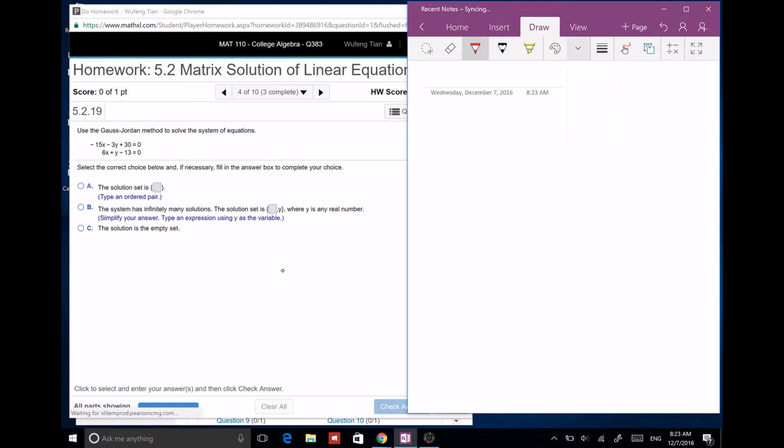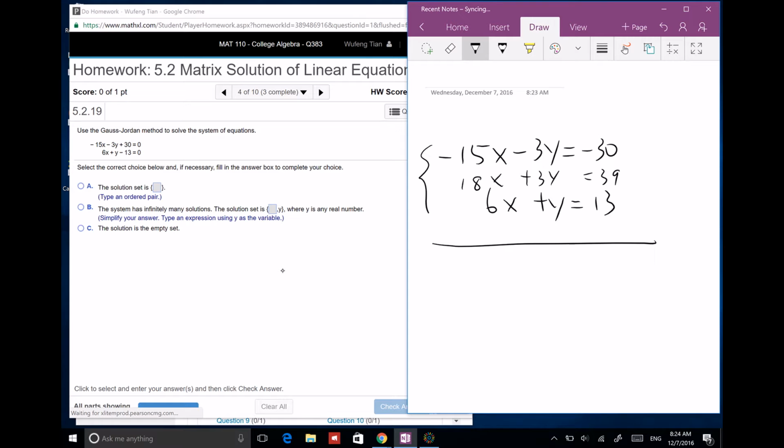It asks you for, okay, so this is pretty simple. 15x minus 3y equals negative 30. 6x plus y equals positive 13. Now what do you do? You multiply the second one by 3, you get 18x plus 3y equals 39. Add it together. Negative 15 plus 18, 3x. Cancelled out. 9x equals 3.